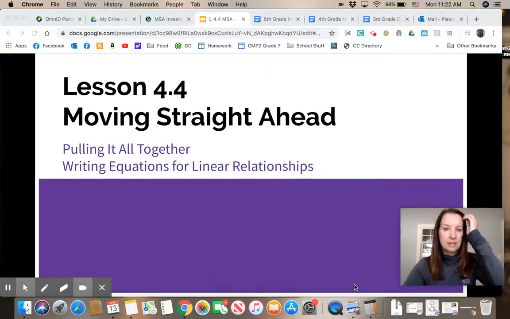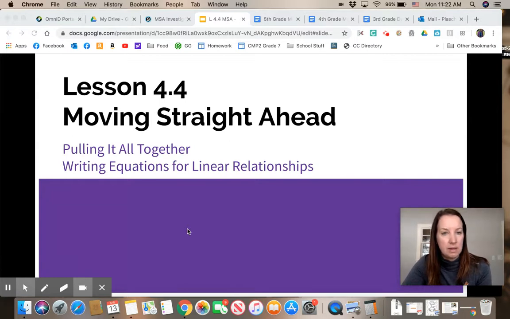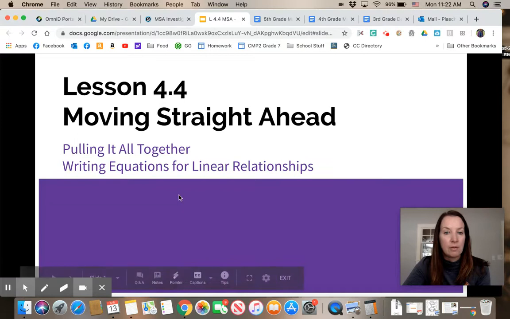Hi, fifth graders. Today we're going to go on to lesson 4.4 in Moving Straight Ahead. This is the final lesson in Moving Straight Ahead. So I want you to think about everything we've put into what we've done so far. And this is kind of the title of the lesson: putting it all together, writing equations for linear relationships.